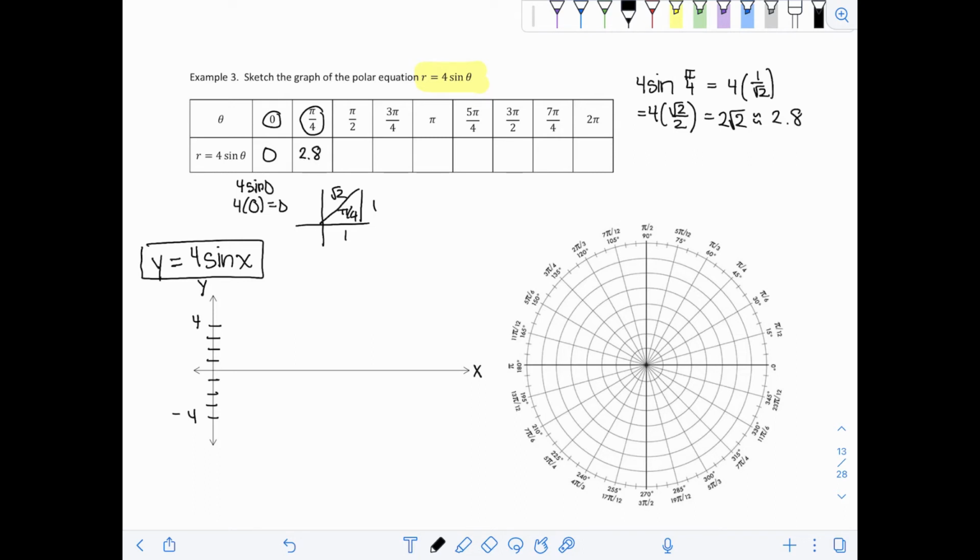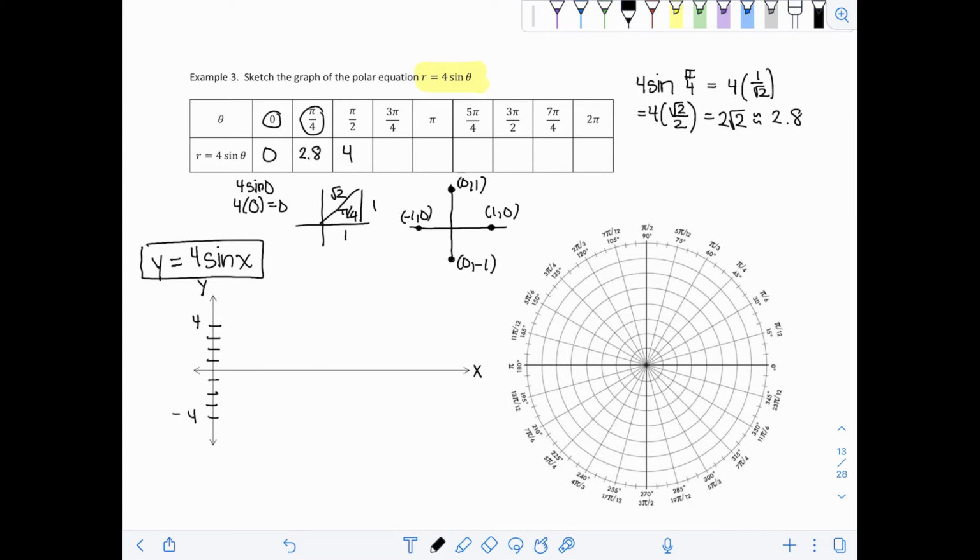For pi over 2, I haven't drawn any sketches like this yet, but I don't usually do the triangles for the quadrantal angles. Instead, I think about it from the perspective of the unit circle, and I write these ordered pairs down. Sine would be the y value on the unit circle, and cosine would be the x value. So if it's pi over 2, sine is 1. The answer here would be 4, because it's 4 times sine of pi over 2.